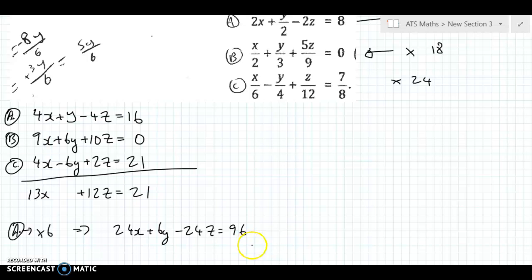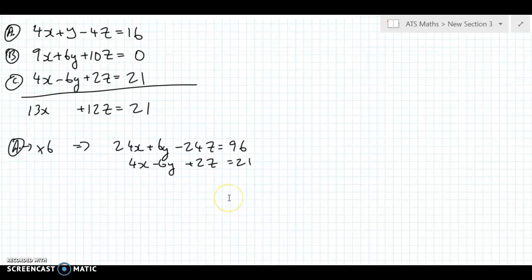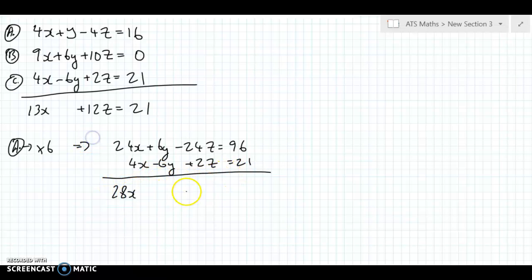And then I'm going to match that with equation C. I'm going to copy that down underneath there. 4x minus 6y plus 2z equals 21. And we can add those guys. So if we add them, we're going to get 28x minus 22z equals 117.